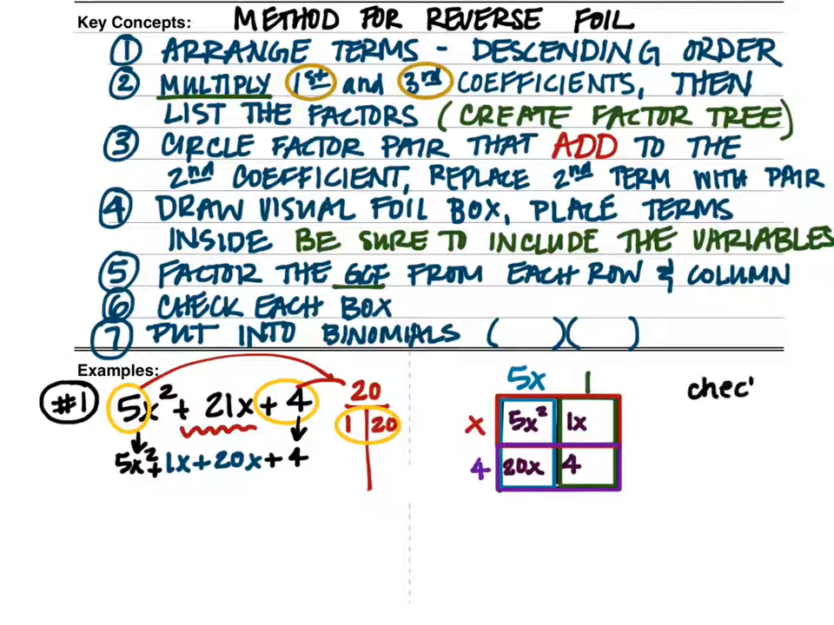Oops. And that went very quickly. So let me back up, please. Okay, see if I can slow this down slightly. So my first column is 5x squared and 20x.